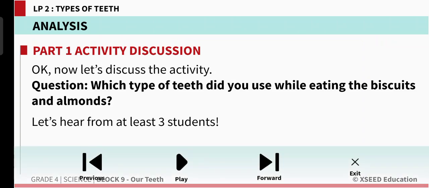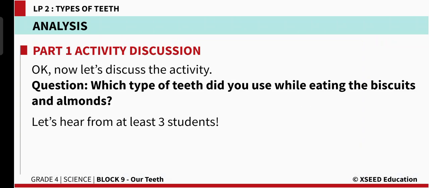Okay students, so I hope you have understood which teeth help to grind, which teeth help to bite and which teeth help to chew the food. Which type of teeth did you use while eating the biscuits and almonds? Basically, students, you have to tell me which type of teeth you used while eating biscuits and which type of teeth you used while eating the almonds.